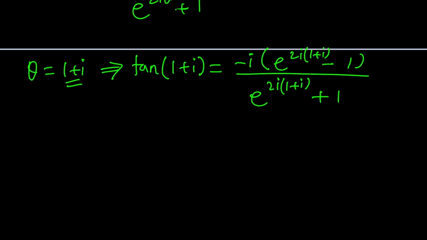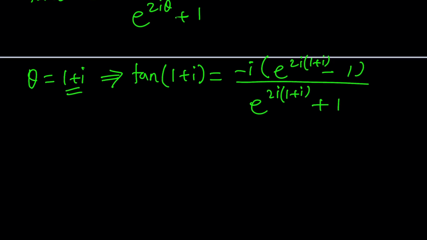So that's tangent 1 plus i, but you don't want to leave it like that. It's really not simplified. So let's go ahead and distribute, though I don't think I need to write that every time. So negative i times this one, e to the power 2i plus 2i squared.